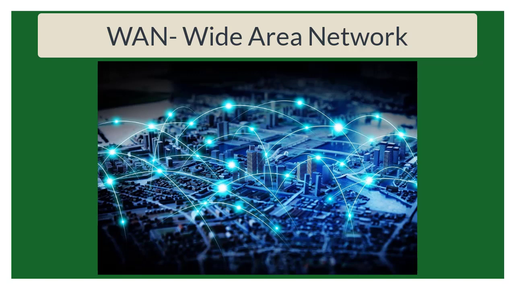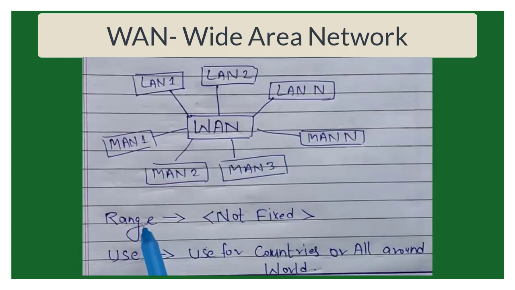WAN, Wide Area Network. A WAN is a computer network that spans a wide geographical area. A WAN may be spread across cities, countries and continents. A WAN is formed by connecting LANs and MANs. It is used for countries or all around world. Range not fixed.